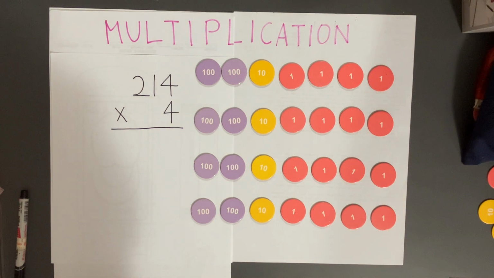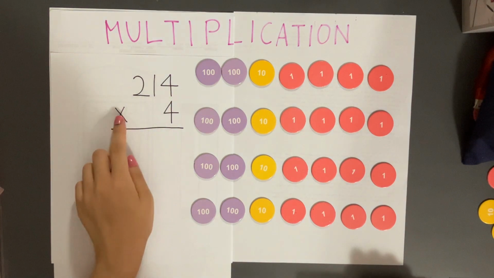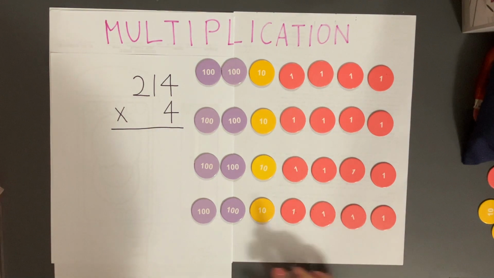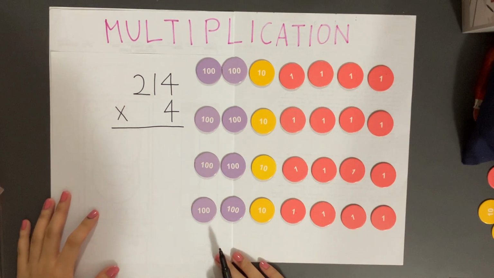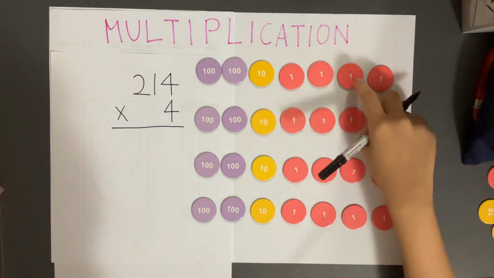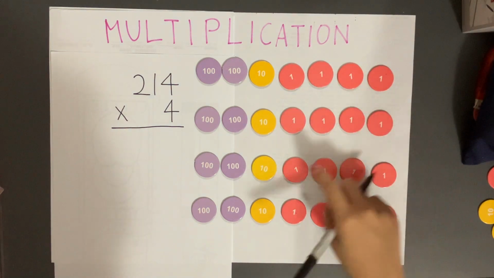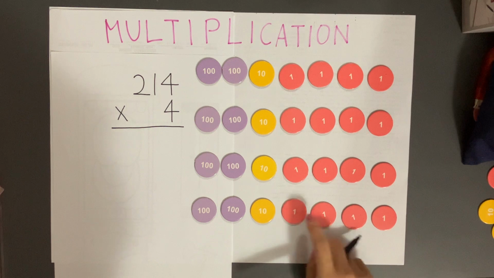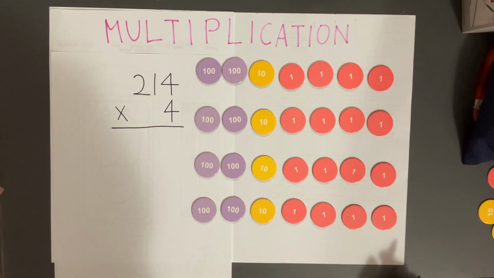Okay, now I have my 4 groups. Each group has 214. Now, similar to when I'm doing multiplication of 2-digit numbers, I will start from the ones column. So if I look at my ones column, it is 4 ones times 4. So if I look at my number list, how many ones do I have? 1, 2, 3, 4, 5, 6, 7, 8, 9, 10, 11, 12, 13, 14, 15, 16 ones.